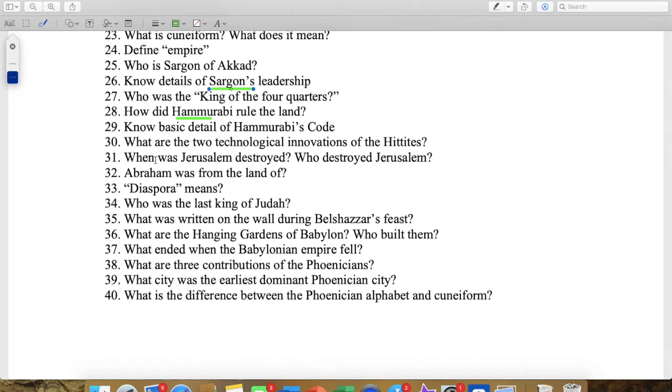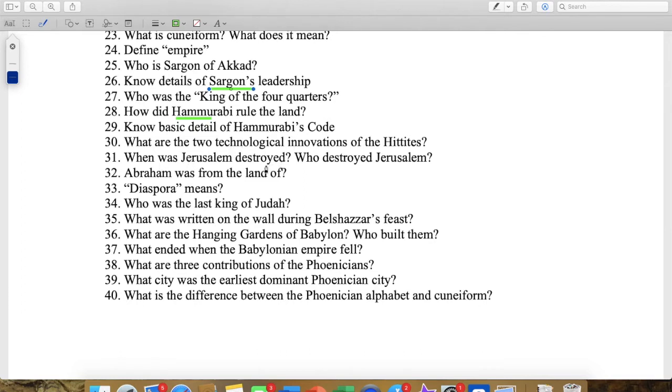What were two main technological innovations of the Hittites? So the technological innovations helped them advance, definitely militarily. Okay, so with weapons and with transportation, those are two hints that you can go look in your notes and find out what the specifics are.